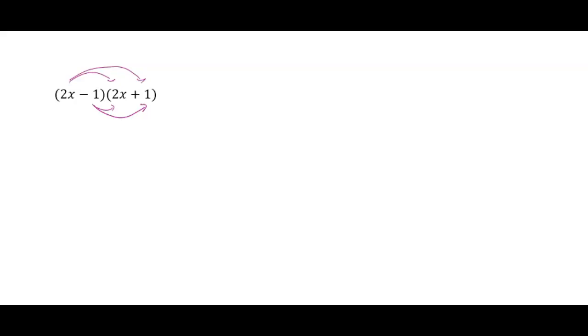it's going to give me my first term, 2x times 2x, which is 4x squared. Then 2x times positive 1 is a positive 2x. Then we have minus 1 times 2x, which is going to give us minus 2x. And minus 1 times 1 is going to give us a negative 1. And again, we have some like terms in the middle. 2x minus 2x is equal to 0, which is going to just leave us the answer as 4x squared minus 1.